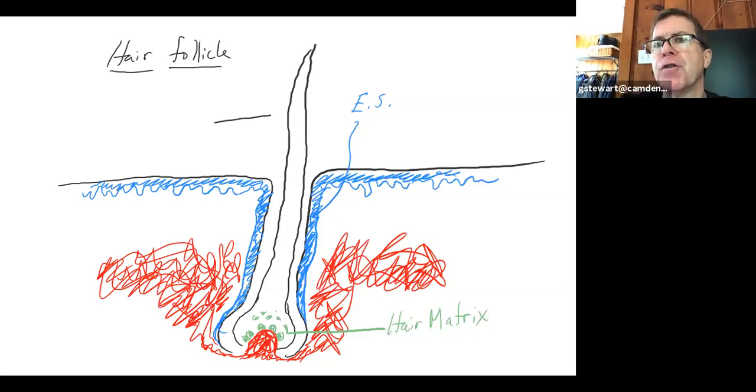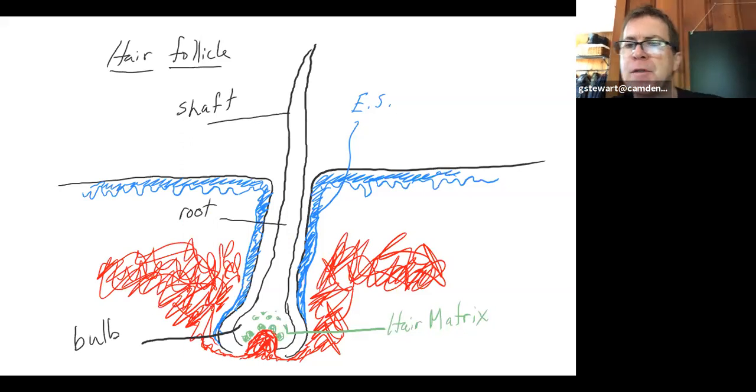This would be the hair shaft that we can see on the outer surface of the skin. This would be the hair root. And finally, this is called the hair bulb, B-U-L-B, because of its bulbous shape.